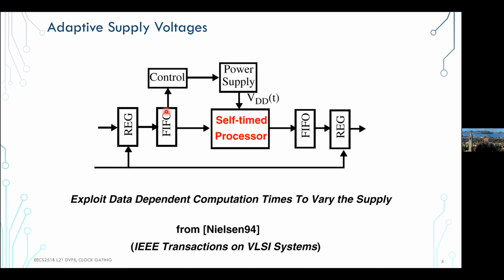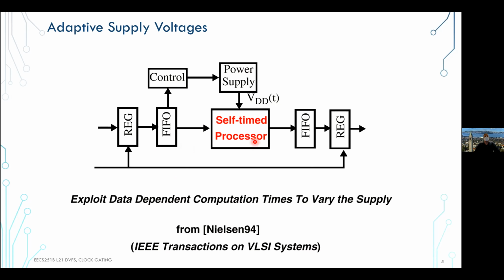And say, oh, is the FIFO getting fuller? Meaning this clock is feeding it. This is an external clock feeding this stage. If it's running faster, the FIFO is getting fuller. The control jacks up the supply. The processor starts working faster, drains the FIFO, and then you can get the supply back down. Nice scheme. Problem is, you're adding all this FIFO read-write energy.